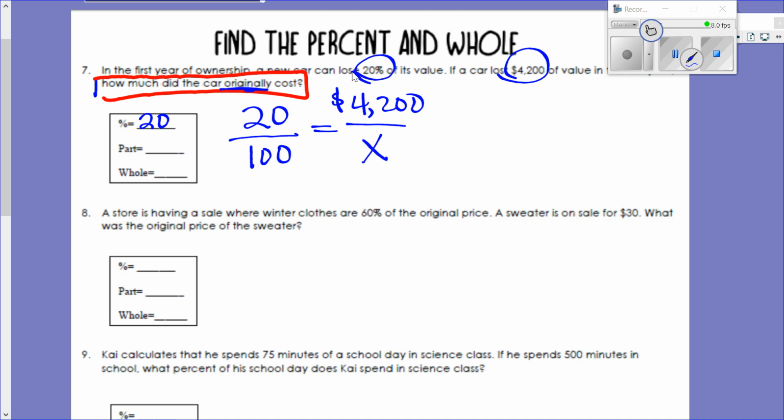What can I do next? Can I simplify? Absolutely. Divide by 20, that gives me 1/5. How did I go from 1 to 4,200? Times 4,200. And I think this made people nervous because it was such a big number. But what is the x?